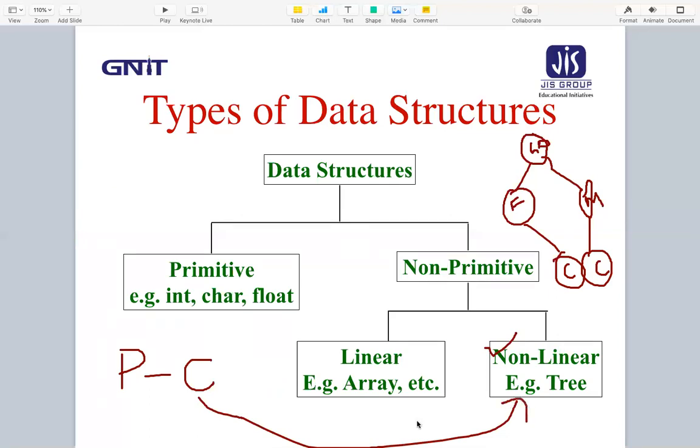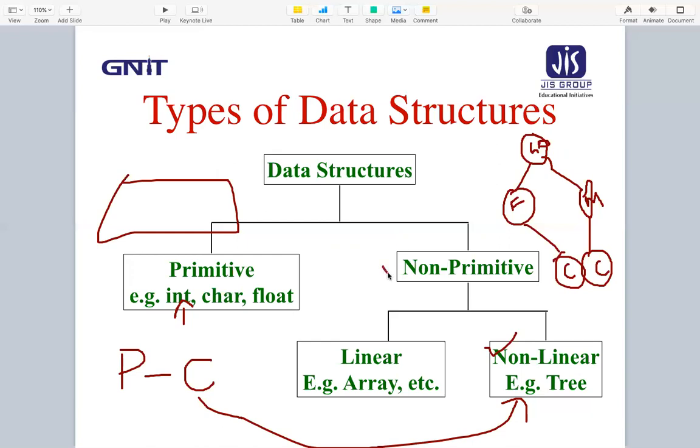Now, if we want to store this data structure, visually if you see it, we cannot store it in a sequential manner because it has a hierarchical structure. So this kind of data structure, where the elements cannot be stored in a sequential manner but have to be stored in some non-sequential manner, is known as a non-linear data structure. Just a recapitulation, data structures are of two types. One is the primitive data structure, where the elements are basically of the basic data types like integer, char, float, etc.